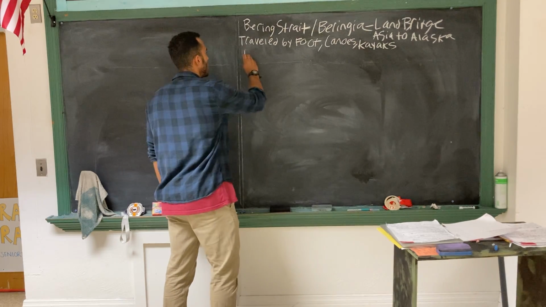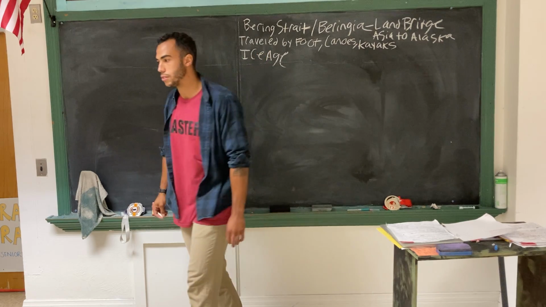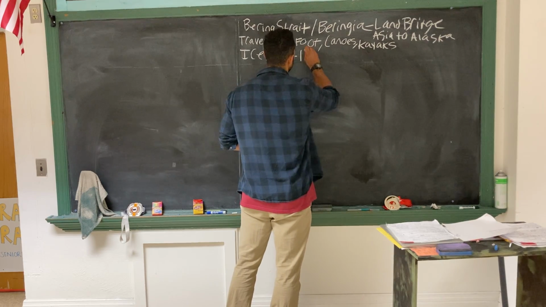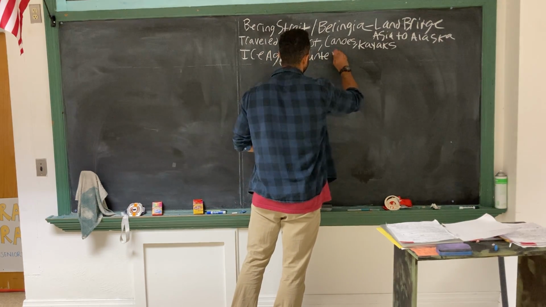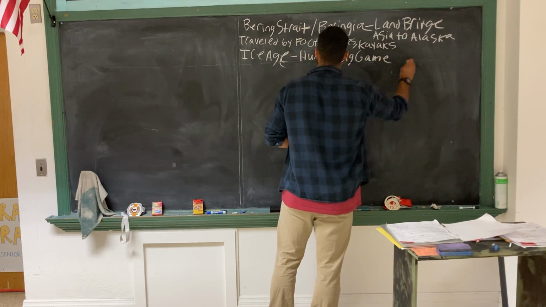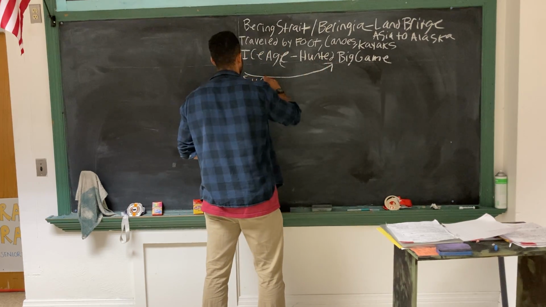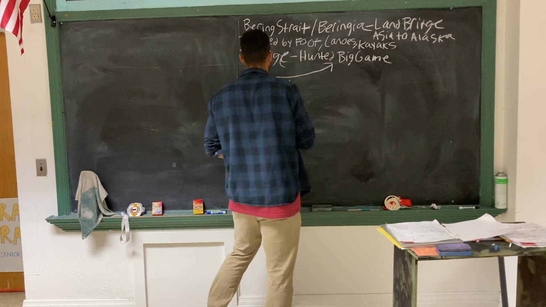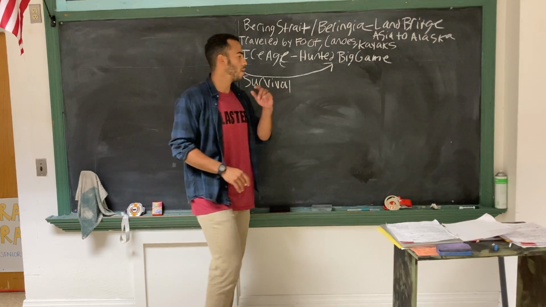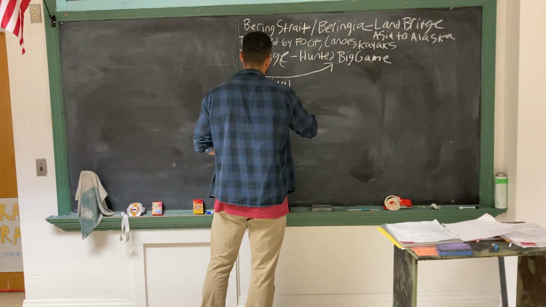So during the Ice Age, how did they survive? Somebody tell me. By hunting animals. They hunted big game. So we're looking at survival. What were one of the animals that were existing during the Ice Age? Mammoths. They hunted mammoths.